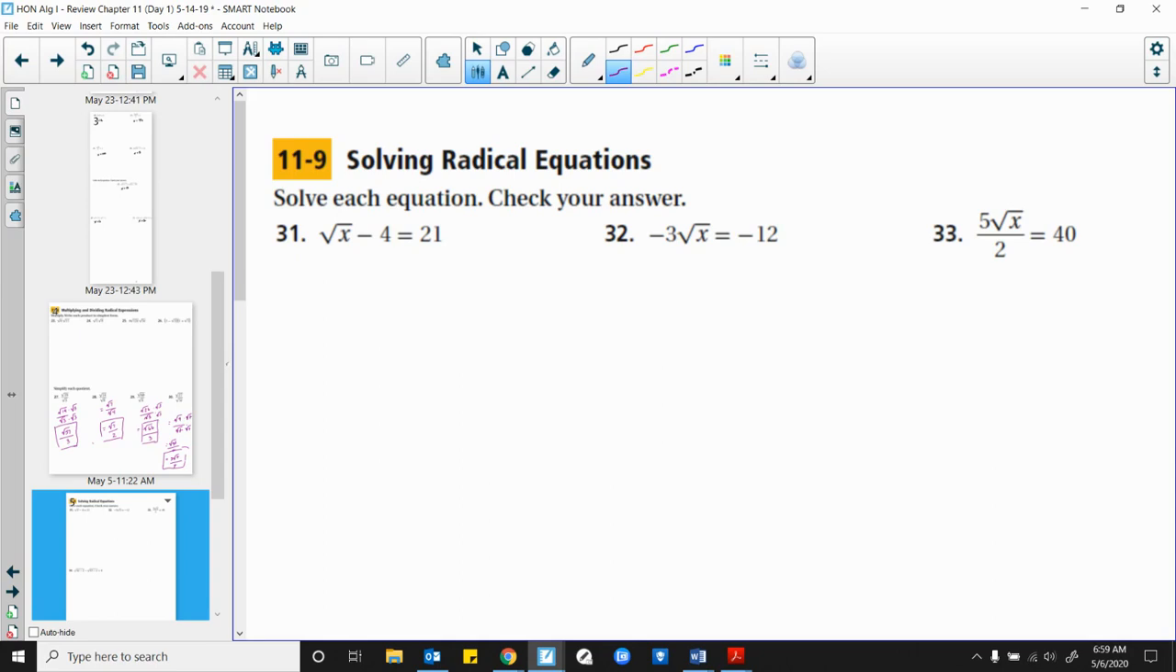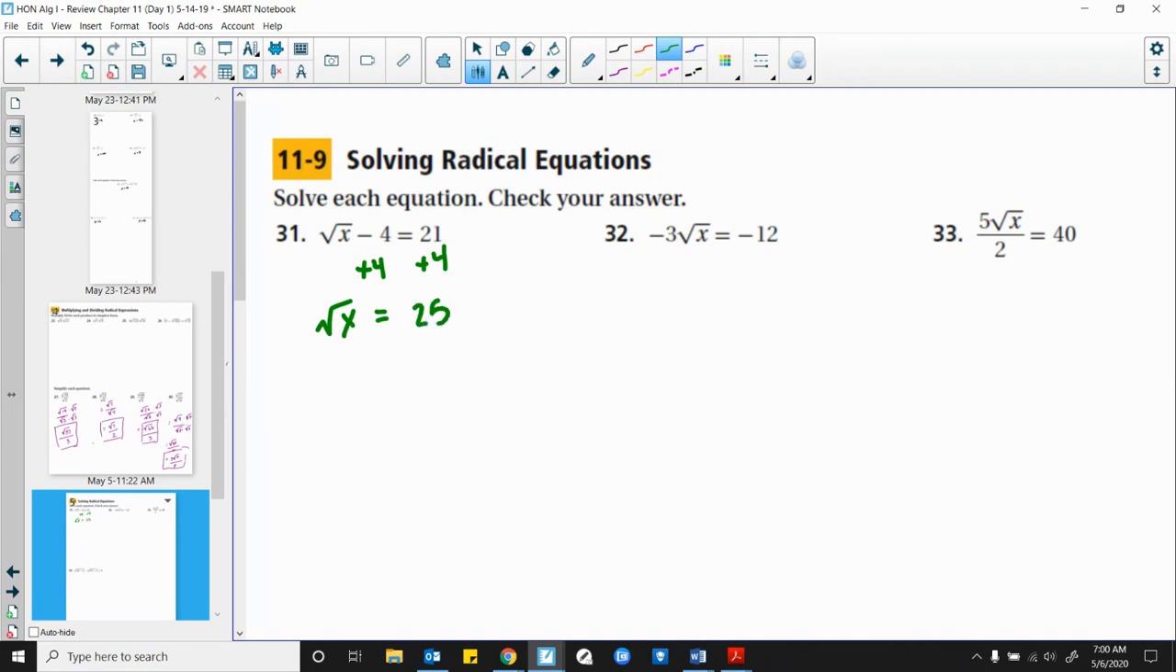All right. Let's move to section 11.9 for a little bit here. These are solving radical equations. If you remember, the most important thing was you have to get everything away from the radical first, then you can square both sides. So in this case here, I have to add the 4 over first and get rid of that. I'm going to get radical x is equal to 21 plus 4, which gets me 25.